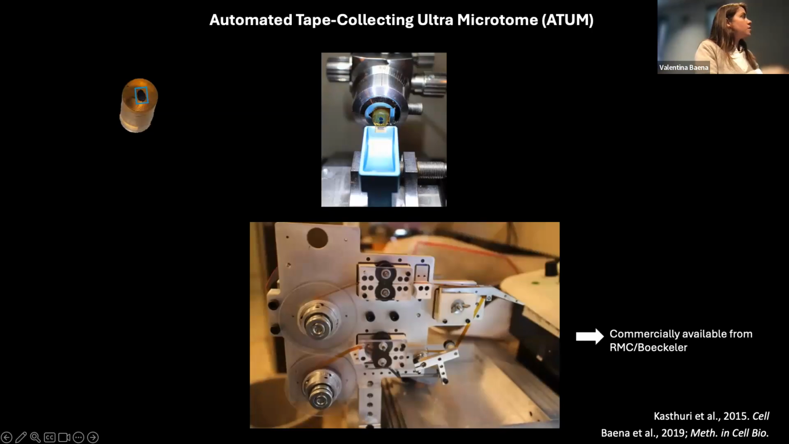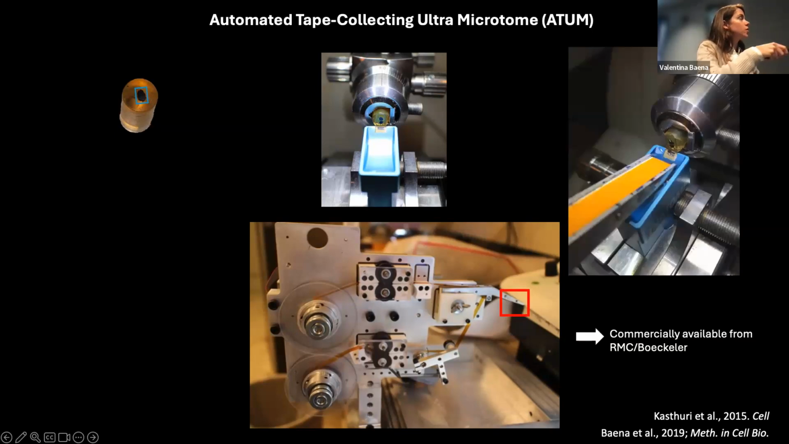So what we have here is a tape, it's Kapton tape. This is the intake reel. So what the tape does is it gets reeled through these two motors. So it's going to be moving this way. Then it moves up here. This region we'll call the snout. And this is what is actually inserted into the diamond knife underneath the water. And this is where the sections will be collected.